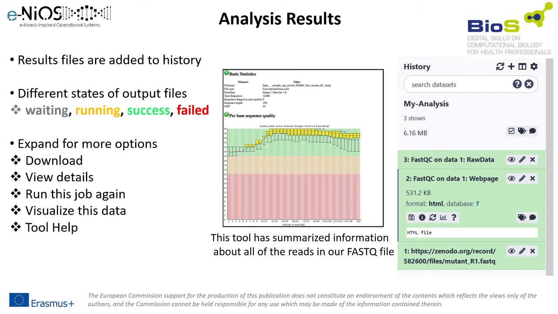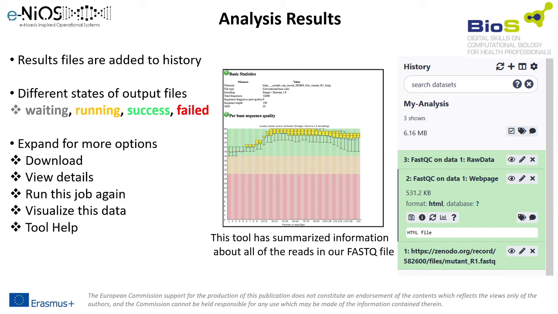You will see that these output files go through various states. When a dataset is gray, it means it's waiting to run. When it turns yellow, it means the tool is running. And when the tool is finished, the outputs will turn green if the tool runs successfully. You can then click on the history item to get more information and options.